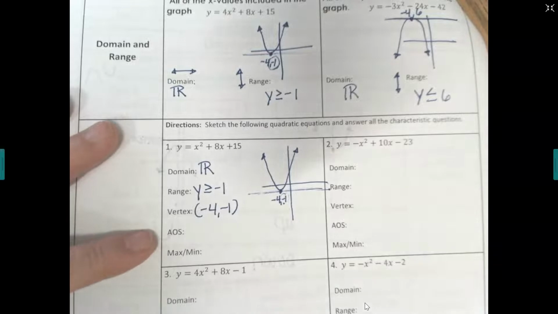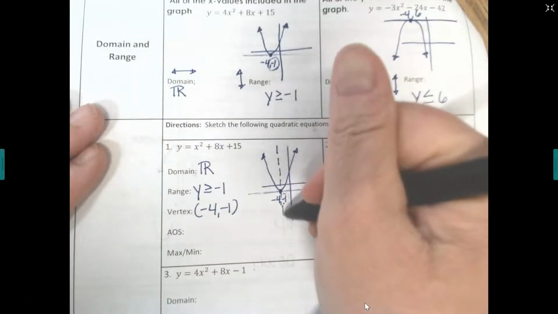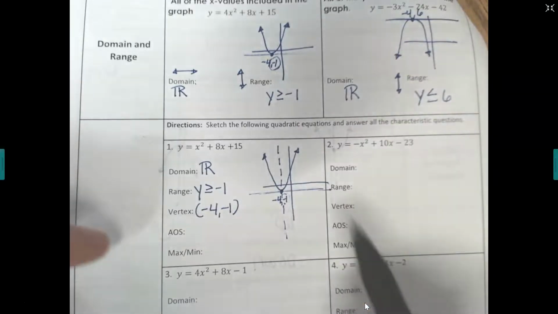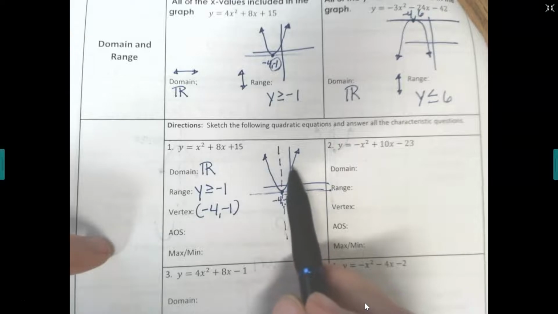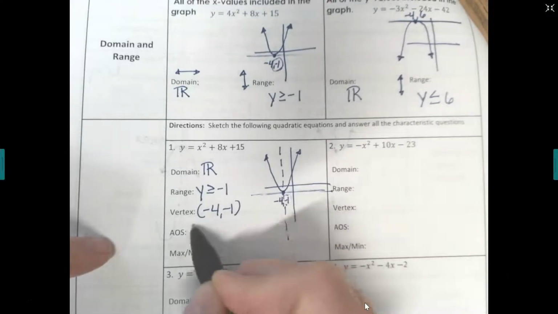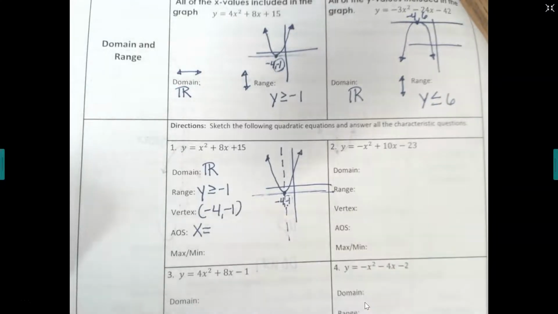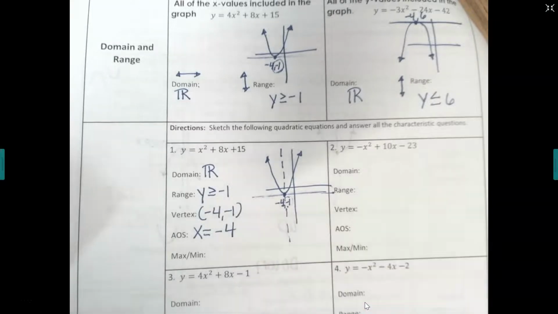Our axis of symmetry comes right down through the middle of the vertex, and that's where we could fold this in half, and this half of the quadratic should match up with that half of the quadratic. So we would write x equals, and it's just whatever the x value of the vertex is, that's the name of the axis of symmetry.